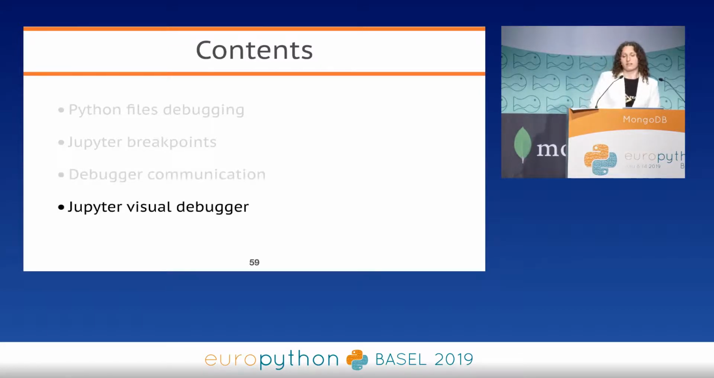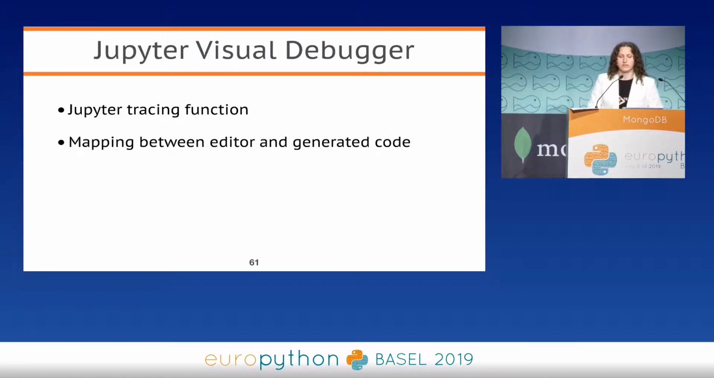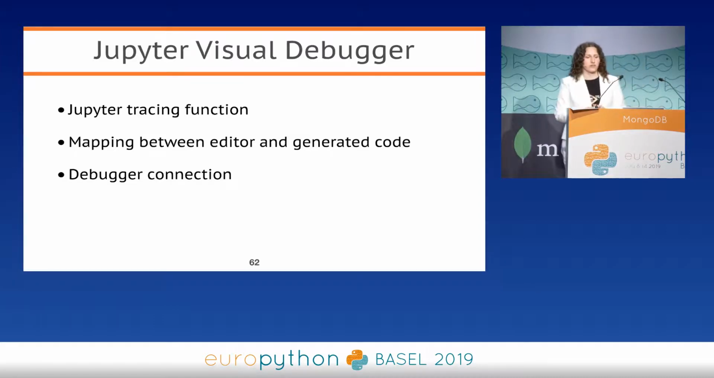So, it looks like now our visual debugger is ready. Let me remind you how we built it today. Firstly, we defined a tracing function which can work with code generated by IPython kernel. Secondly, we created a mapping between editor and generated code for cells. We used silent cell execution to implement it, and features of our custom frontend. And after that, we established a debugger connection for sending commands from the IDE side to IPython kernel and back.